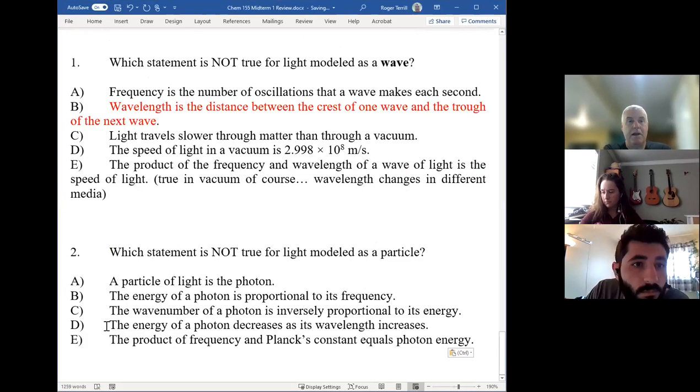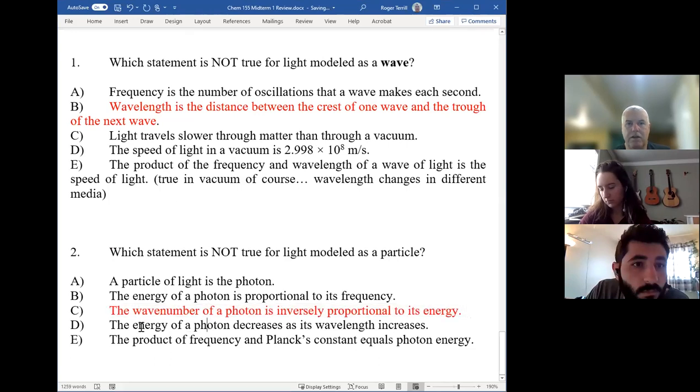Okay, if light is modeled as a particle, which of these is false? Particle light is a photon, that's true. Energy is proportional to the frequency, yep. Proportionality is Planck's constant. Wave number is inversely proportional to energy. Not true. Wave number is directly proportional to energy. That's false.